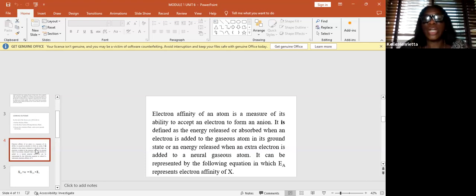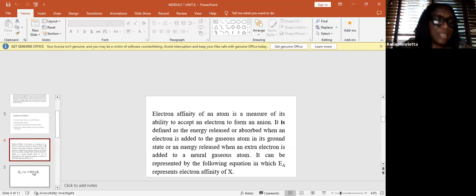So we said the electron affinity of an atom is a measure of its ability to accept the electron to form an anion, because once any atom accepts the electron or gains the electron, it will form an anion and become negatively charged. It is defined as the energy released or absorbed when an electron is added to the gaseous atom in its ground state, or the energy released when an extra electron is added to a neutral gaseous atom. If you look at this definition, you just see that it is the opposite of ionization energy.